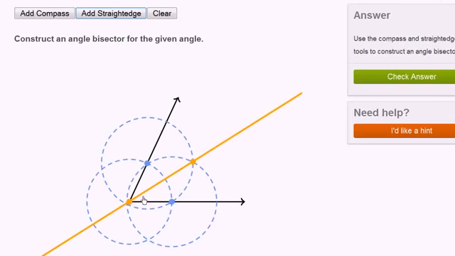These are the corresponding angles. So they're going to be congruent. This is an angle bisector.